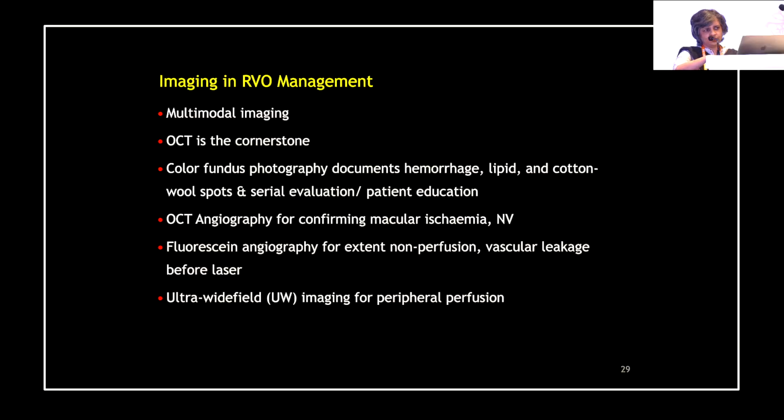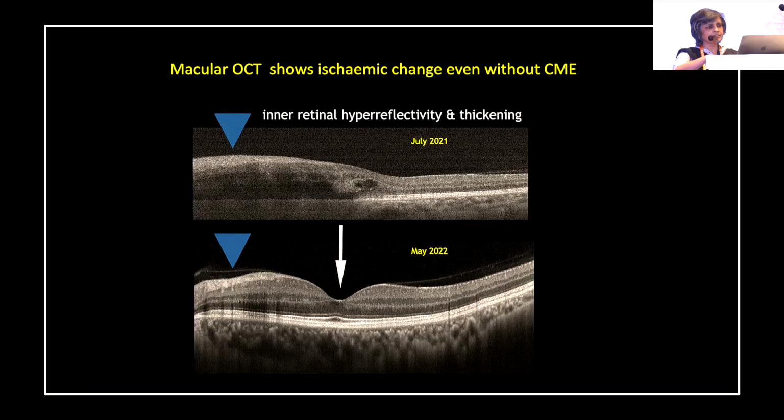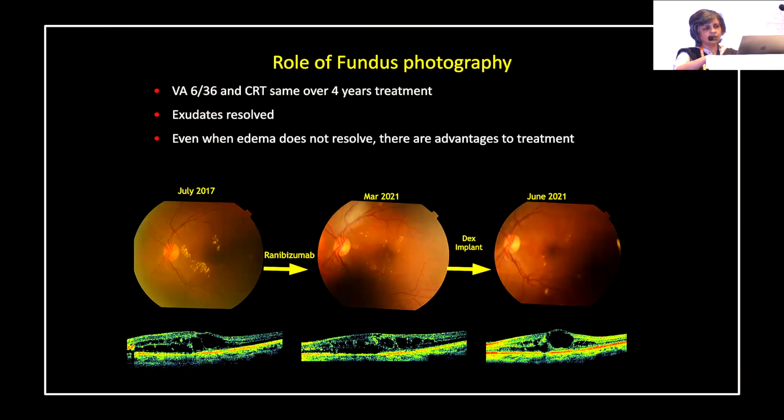Imaging in retinal vein occlusion, multimodal imaging is required with all these modalities. The OCT shows us not only edema but also ischemia, the hyperreflectivity that you see. Photographs are very important for capturing exudates, hemorrhages, which are not captured by the OCT that well.